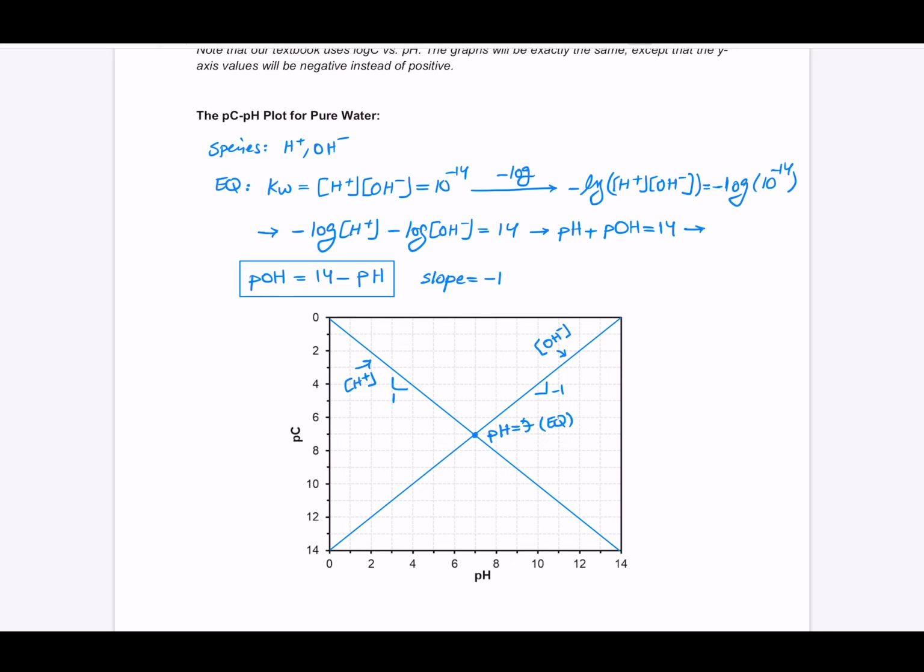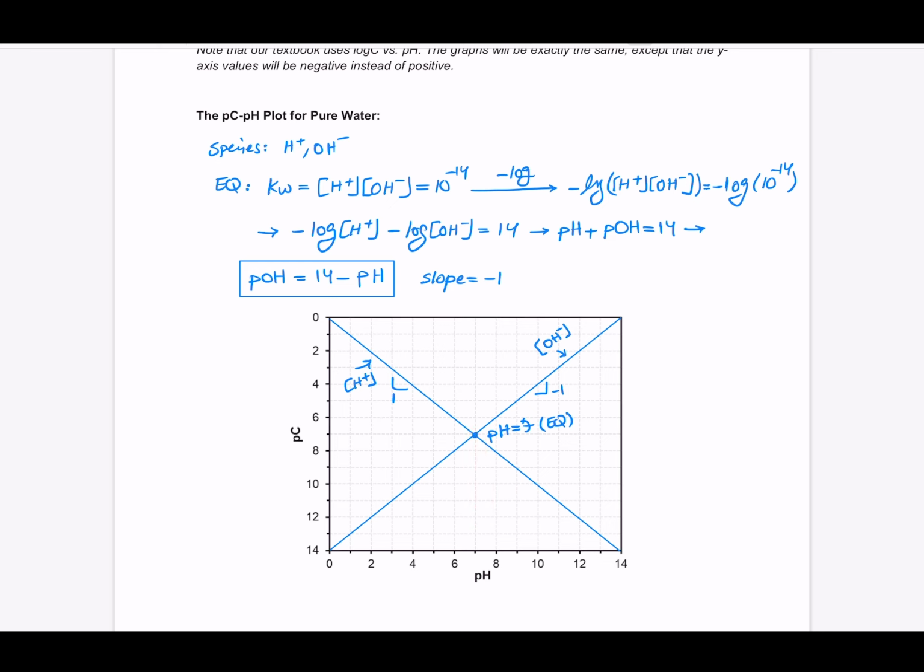And the other thing is these intersections of two lines are very informative. We're going to use it later, but just keep in mind in this case it was just pH 7 equilibrium, where pH was equal to pOH. Just put pH here, and then it's going to be at 7.